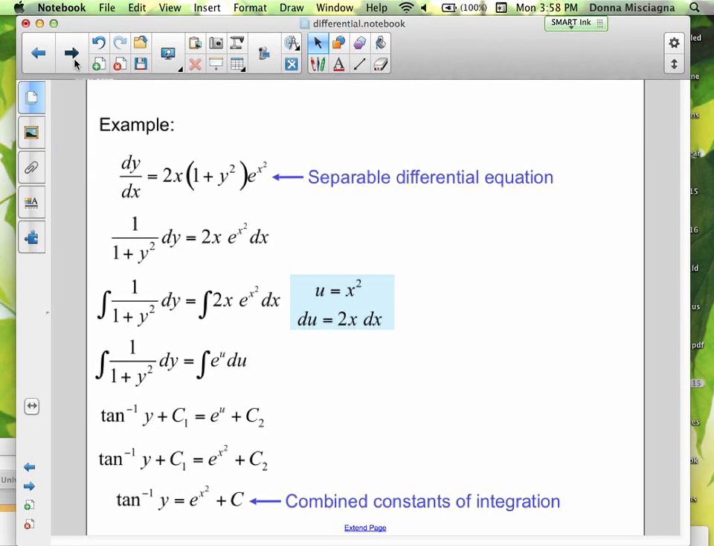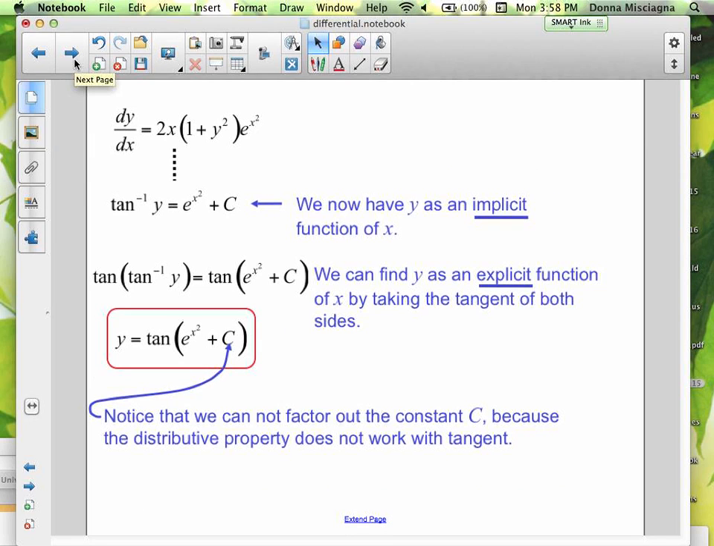So all we've got with y is an arctan. We can get rid of that arctan simply by taking the tangent of both sides. So we have y as an implicit function of x. We have arctan y equals e to the x squared plus c. If we take the tangent of both sides, right, tangent and arctan will cancel. We have y equals tangent e to the x squared plus c.